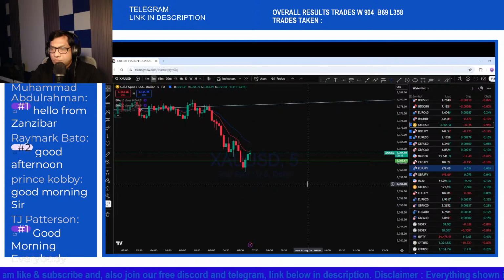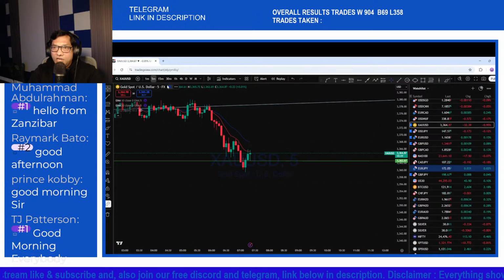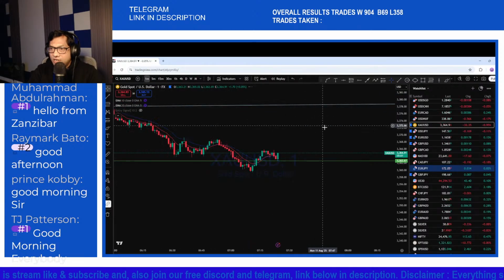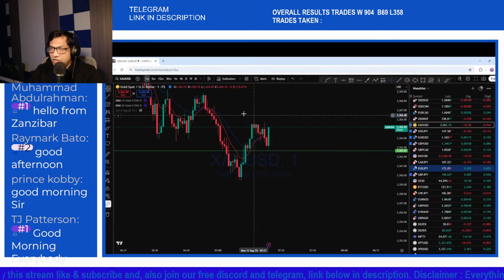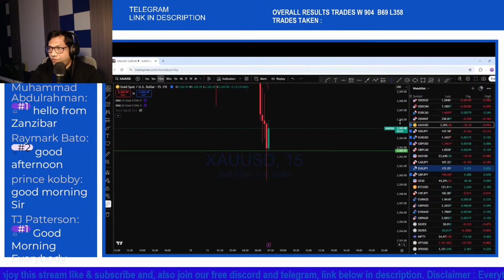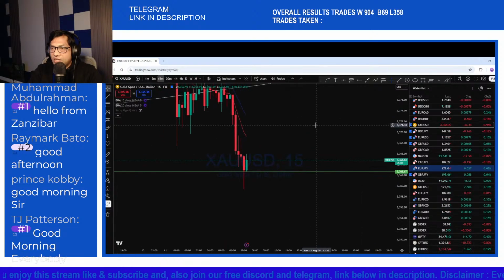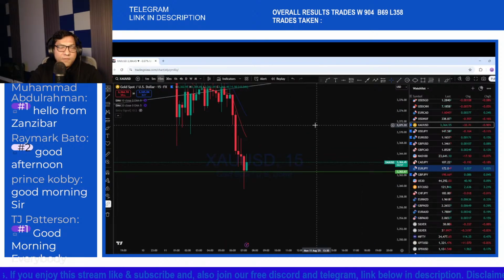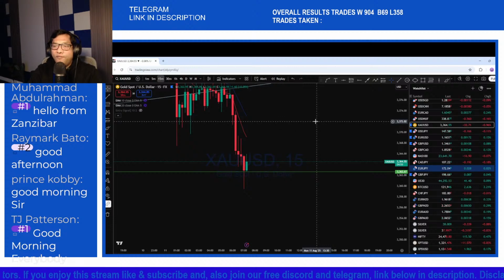Now, for us to find an entry, I will be looking at a couple of time frames, such as the 15 minutes, the 1 minute, the 5 minutes and the 30 minutes. These are the multi-time frames that we will be looking at for a possible entry in this market.